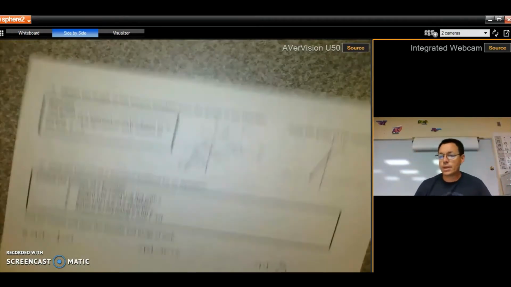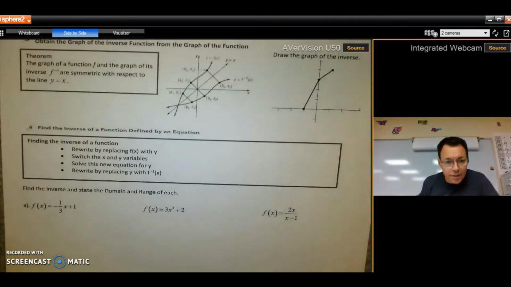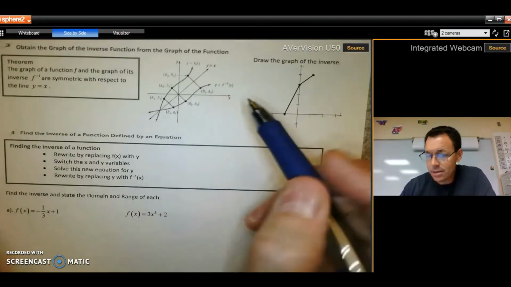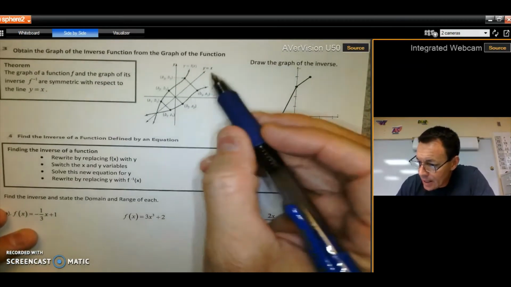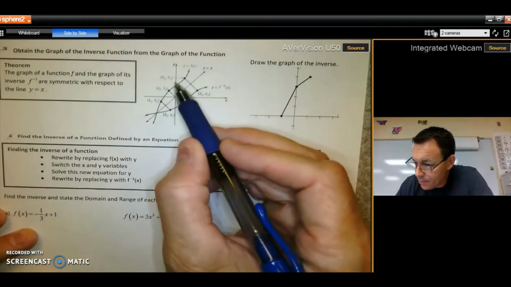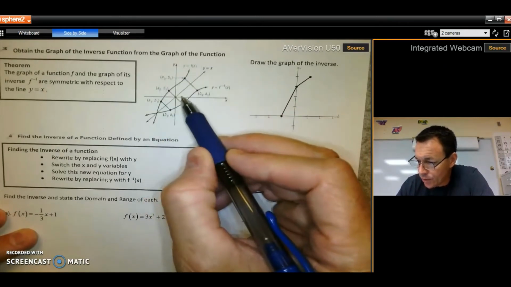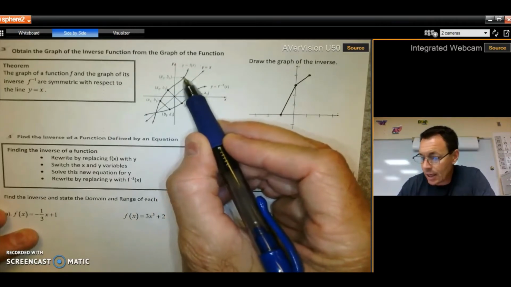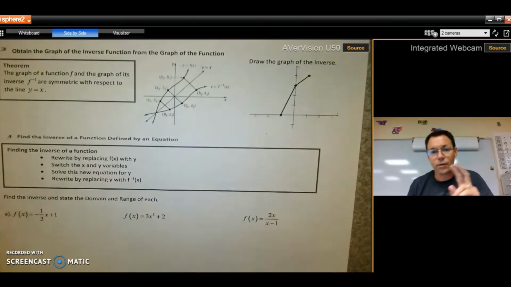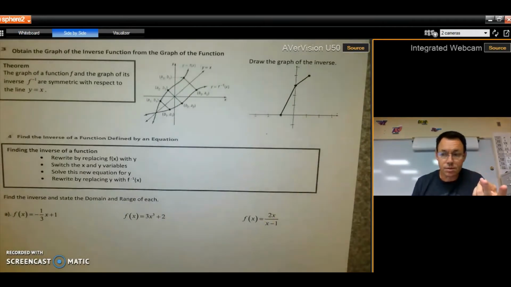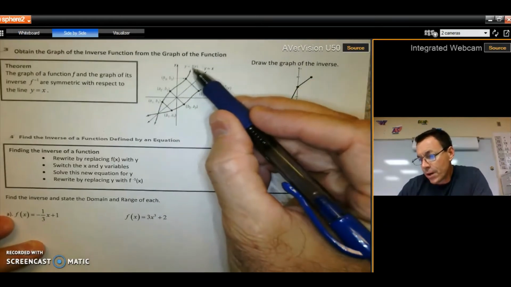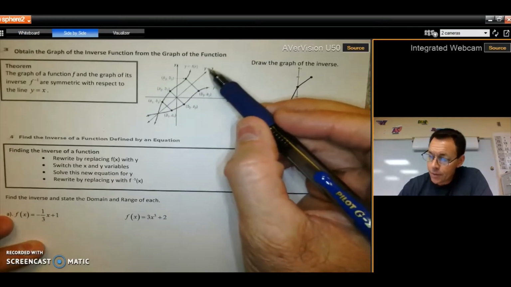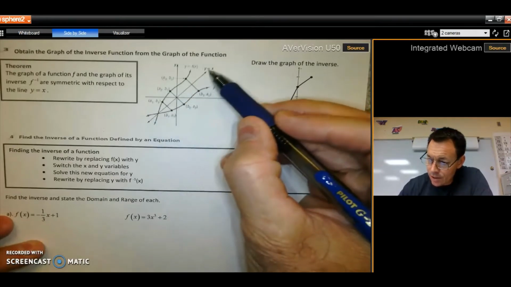Now, if you look on the last page, graphically, what happens is all your x's and y's flip-flop. So here's my original function. If I've got the point (a, b), so this is like over 1 up 4, then my inverse is going to have over 4 up 1. All the x's and y's just trade places. So a function and its inverse are symmetric, but they're symmetric in a weird way. They're symmetric across this line right here. This is the line y equals x.